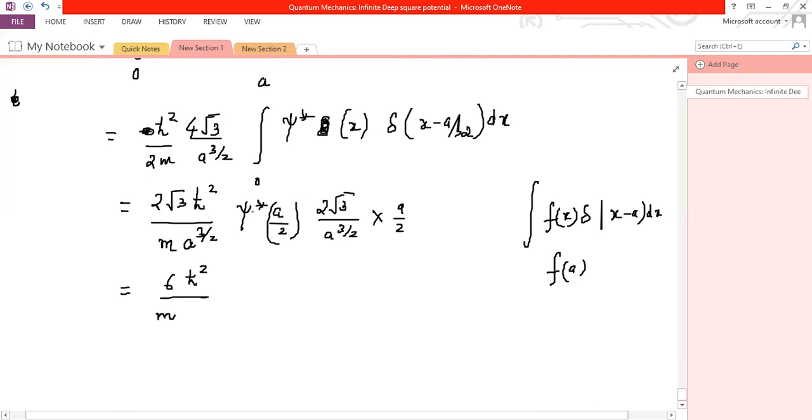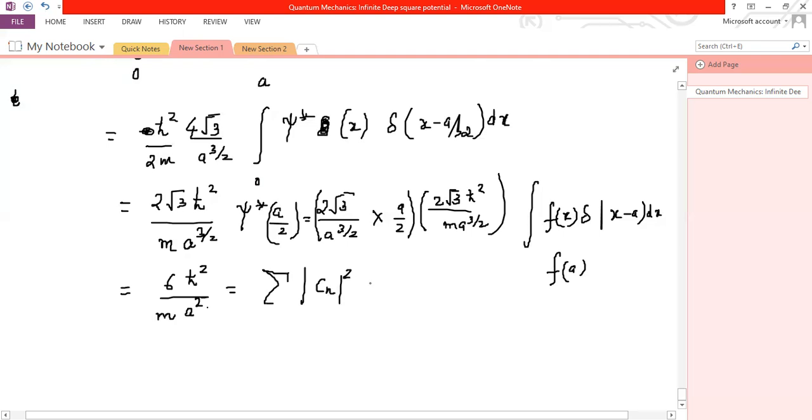Sorry, I'll have to write it. Okay, so a raised to power 3 by 2, a raised to power 3 by 2 is a cube, and a is here, so you will get a square. So this is equal to 6 h bar square upon m a square, and this is what we were getting from the summation of modulus Cn square into En.